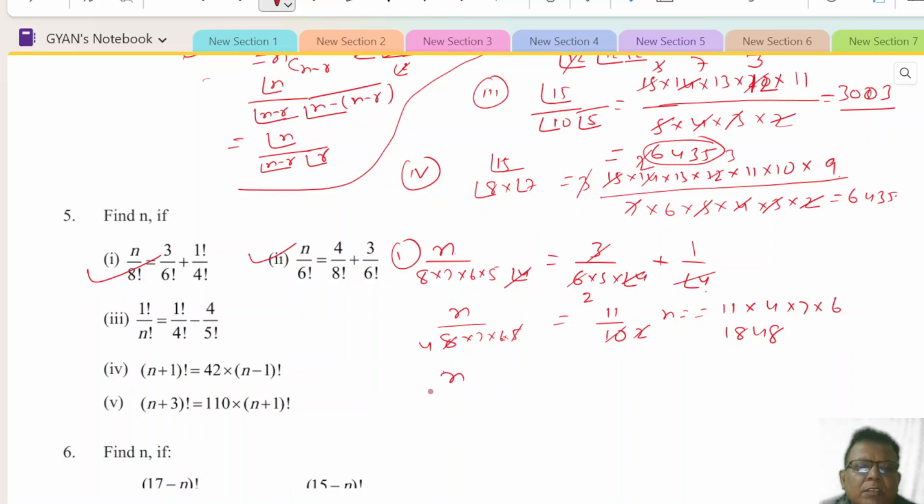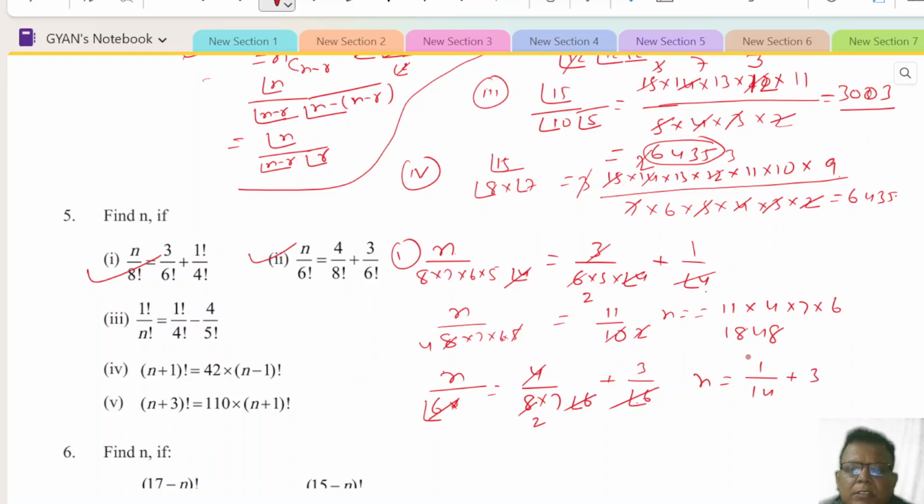Now come to this question. So this is n divided by factorial 6 equal to 4 into 8 into 7 into factorial 6 plus 3 by factorial 6. So this gets cancelled and this one is 2. So n is equal to 1 by 40 plus 3. So that is equal to 43 by 40. 43 by 40.